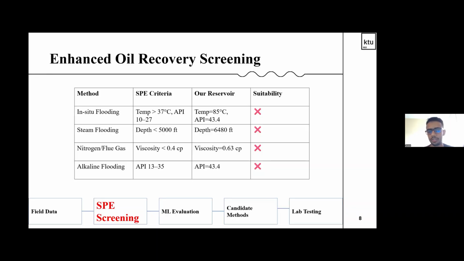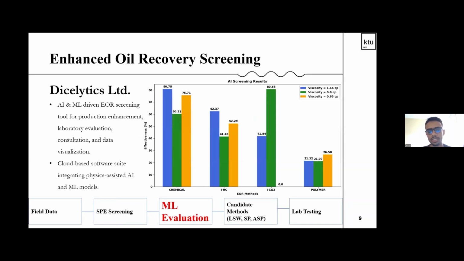So based on the data, we used the SPE screening. Based on SPE, we did initial screening for this formation. In situ combustion is not suitable as it's not in the range of temperature and API gravity. Steam flooding is not suitable based on the depth. Nitrogen and a few gases are not suitable based on viscosity, and alkaline flooding alone is not suitable based on the API gravity. So we used Dieslip software.